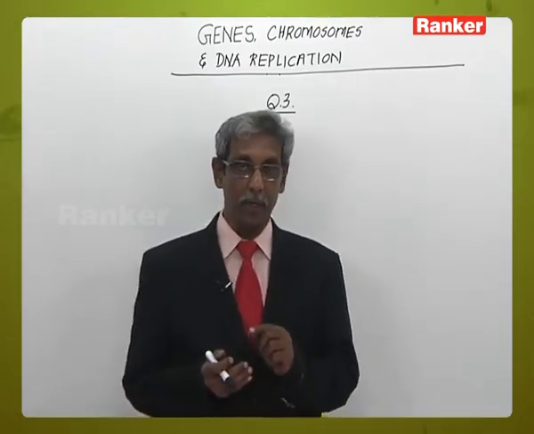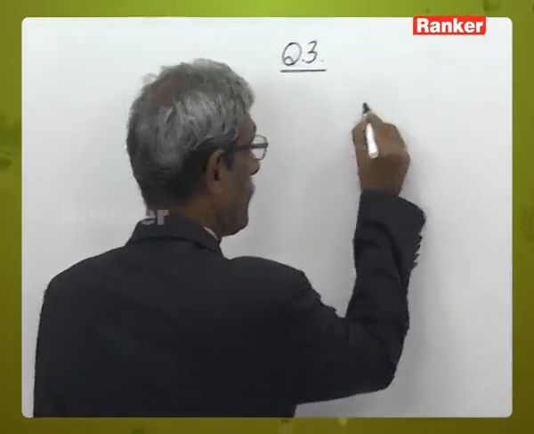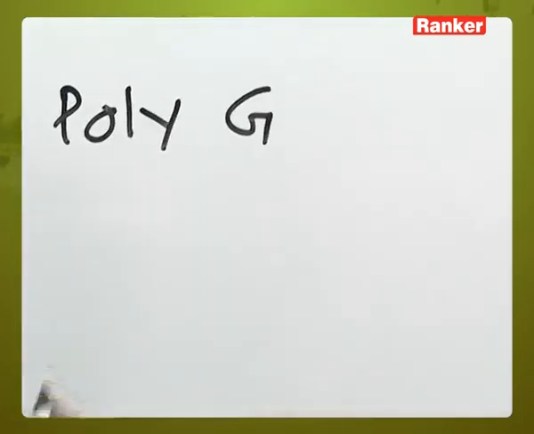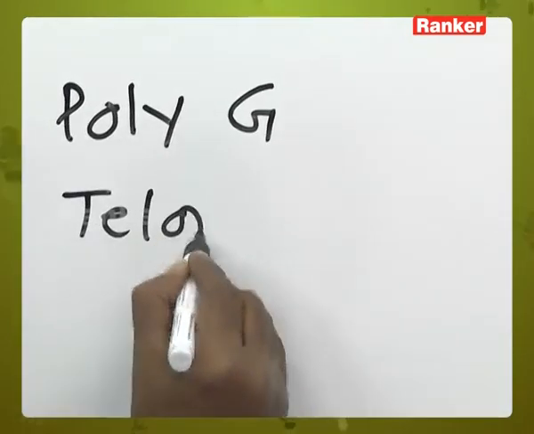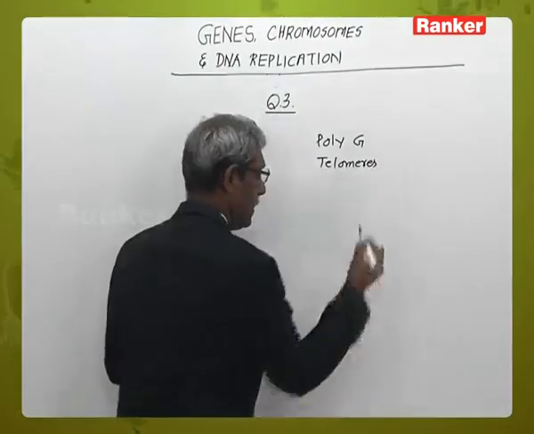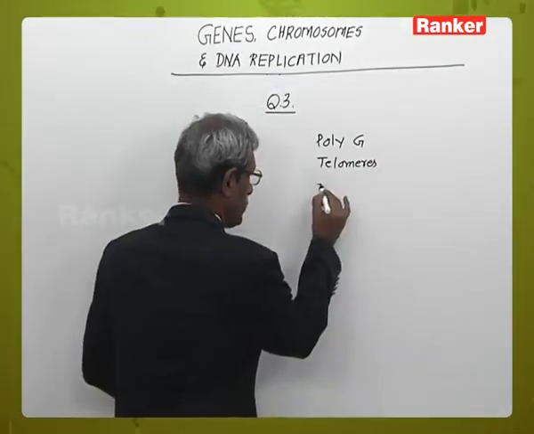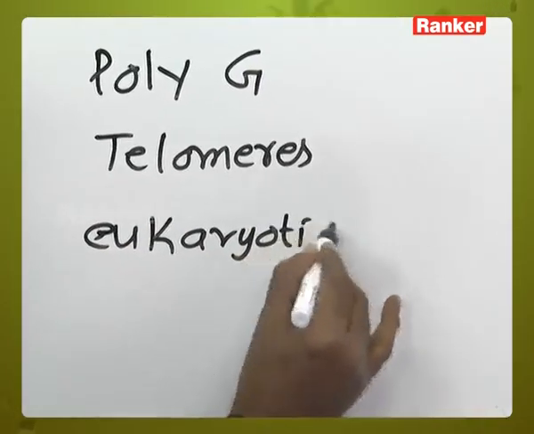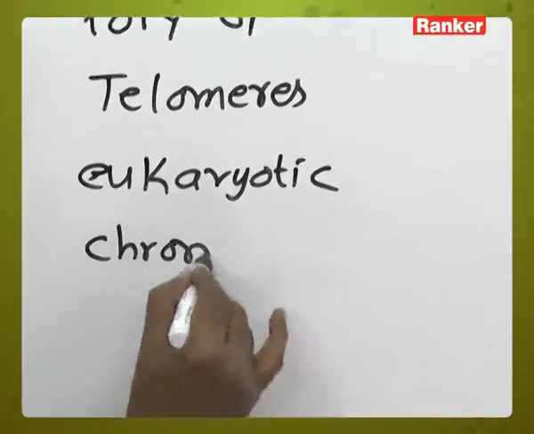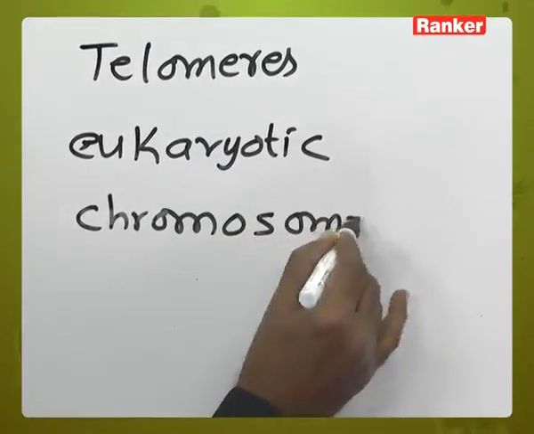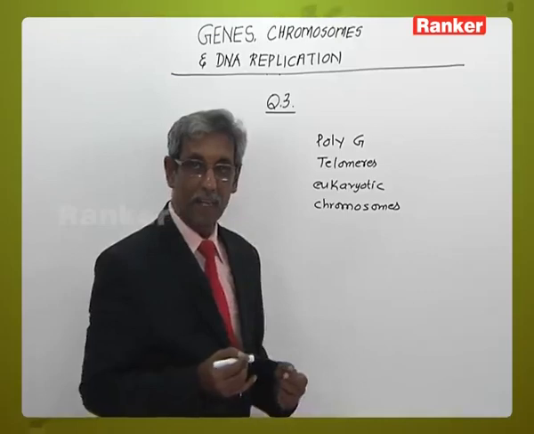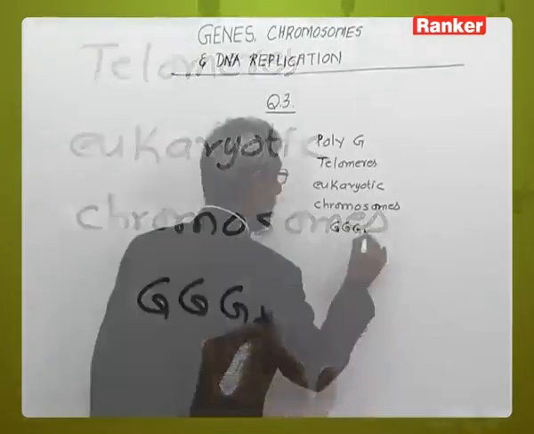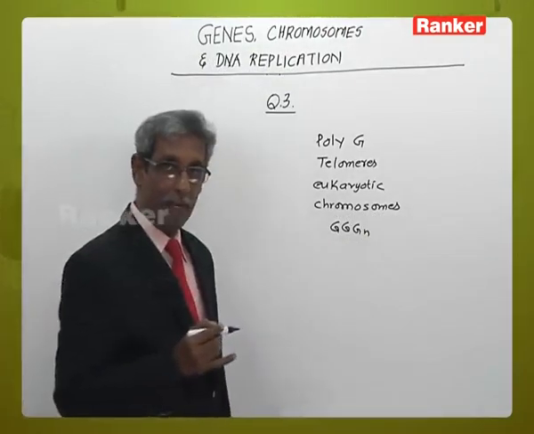guanine. So they are poly G. Poly G is a characteristic feature of telomeres, especially in eukaryotic chromosomes. Now what are the advantages of poly G? Supposing multiple Gs are present, n number of Gs, it is primarily protective in nature.